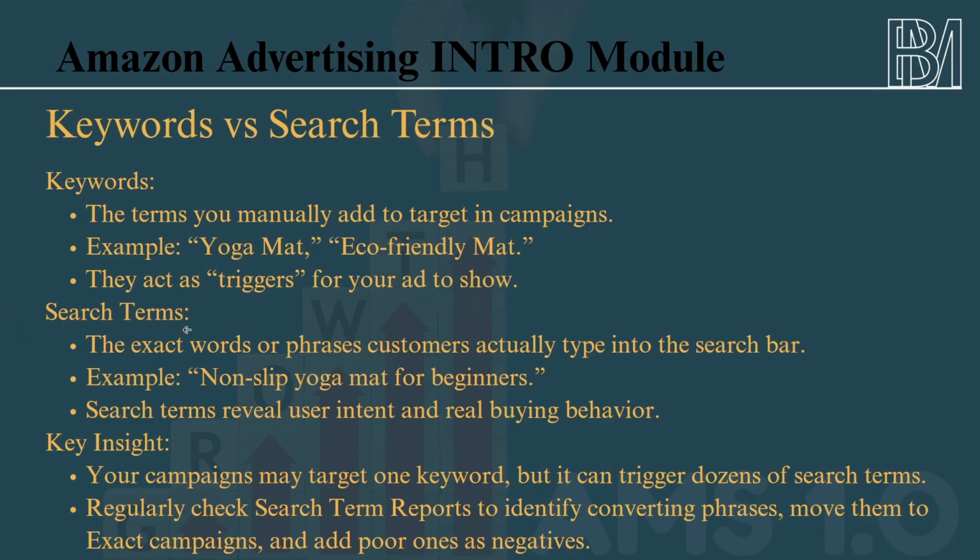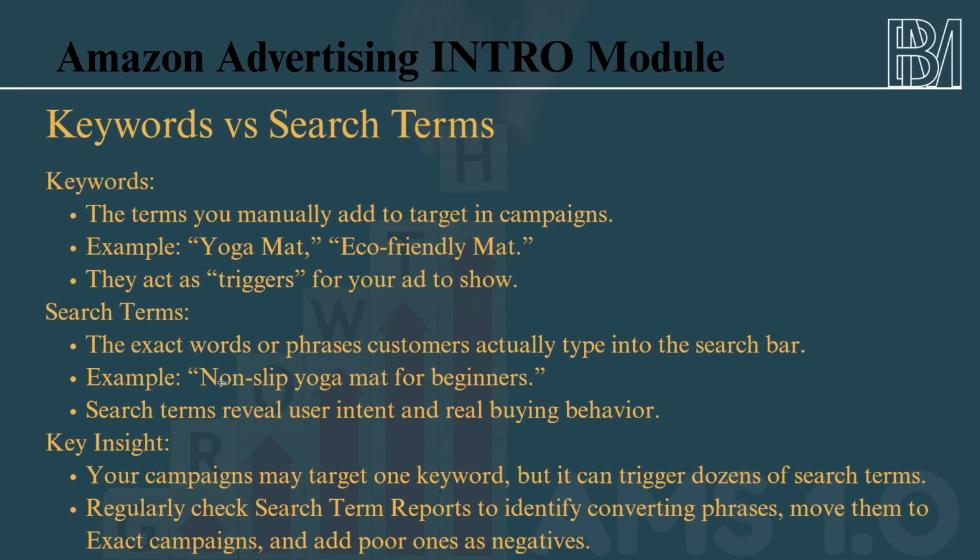Now, what is a search term? A search term refers to any search query the customer types in Amazon. This is the exact word or phrase that the customer actually types in the search bar. For example, non-slip yoga mat for beginners is a search term. A search term reveals the user intent and the real buying behavior.